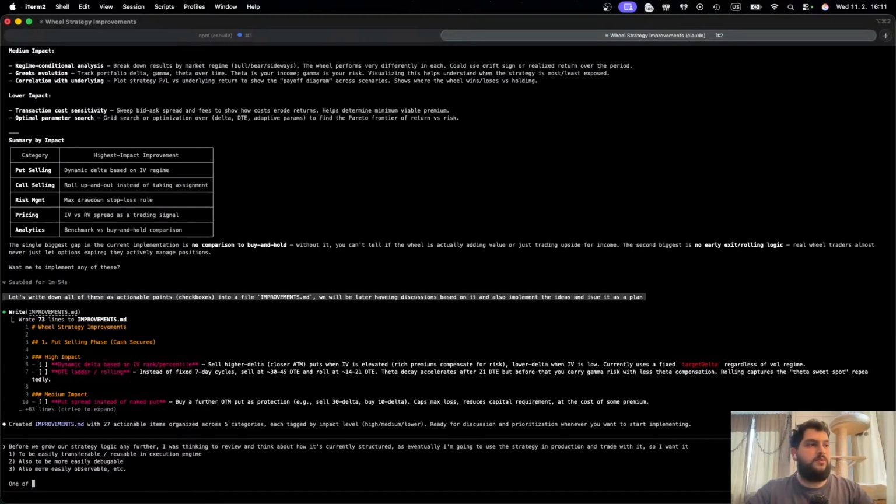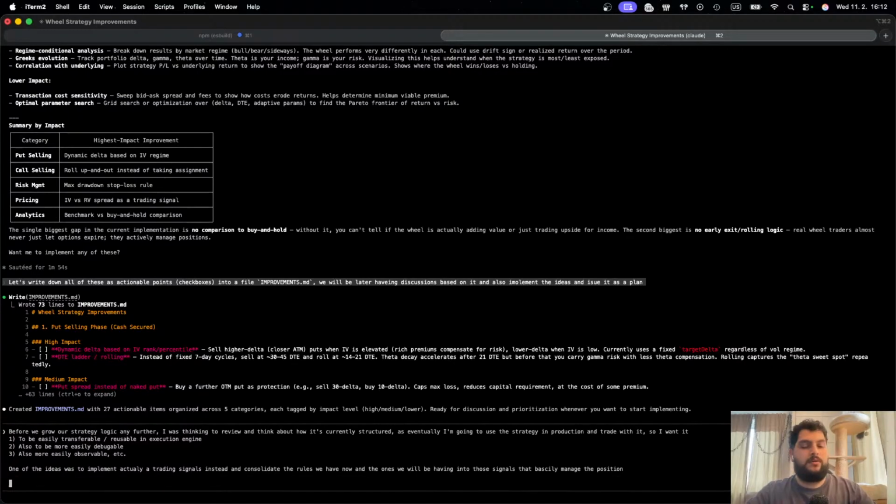So one of the ideas was to implement actually trading signals instead, and consolidate the rules we have now and the ones we will have into those signals that basically manage the position. What are your thoughts on this and suggestions?